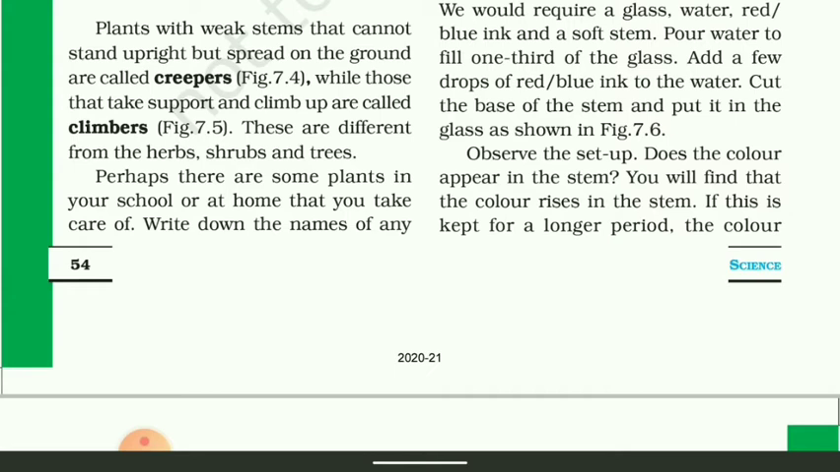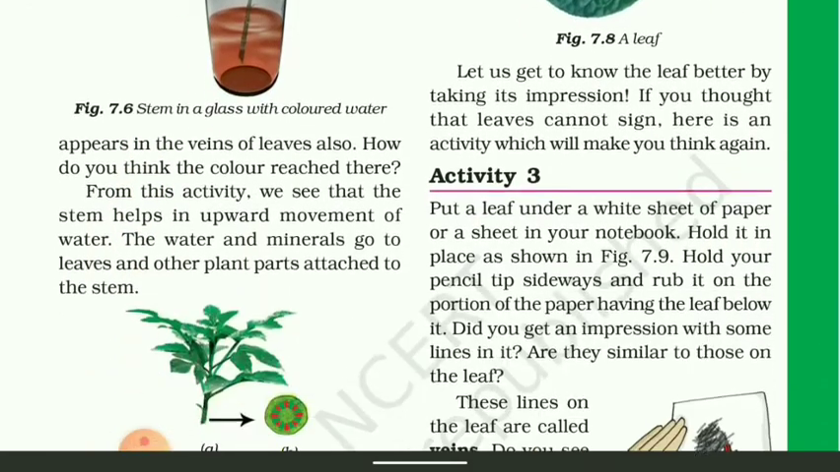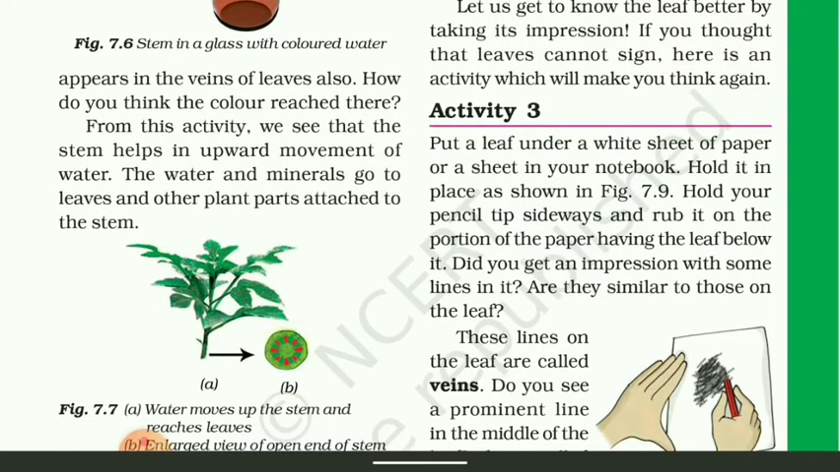You will find that the color rises in the stem. If this is kept for a long period, the color appears in the veins of leaves also. How do you think the color reached there? From this activity, we see that the stem helps in upward movement of water. The water and minerals go to leaves and other plant parts attached to the stem.